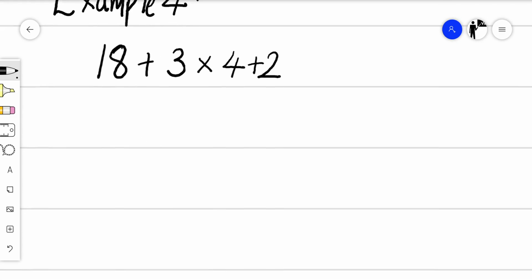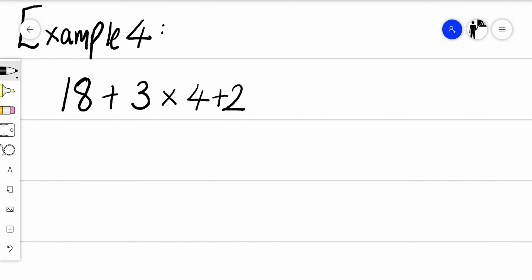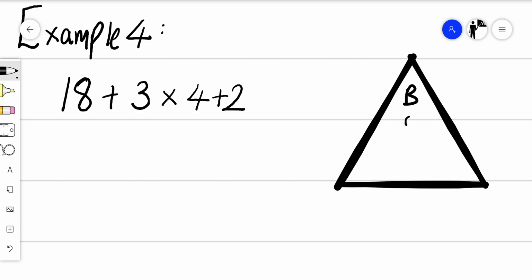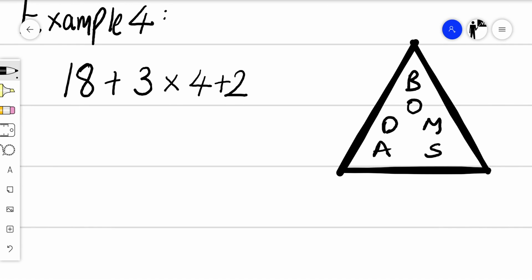Last one, example 4. 18 plus 3 times 4 plus 2. Once again, let's think about what operations we have here. We've got adding, multiplying, and addition. But once again, I'm going to put in a wee bracket here, just to give us a chance to have a look at it. So we've got a bracket, some multiplication, and some addition. Because bracket is at the top of BODMAS, we need to evaluate that first.